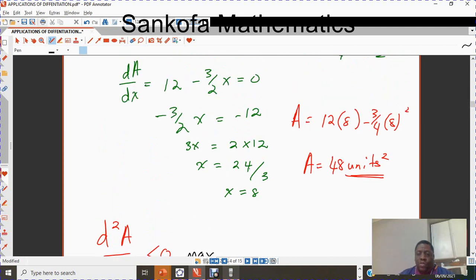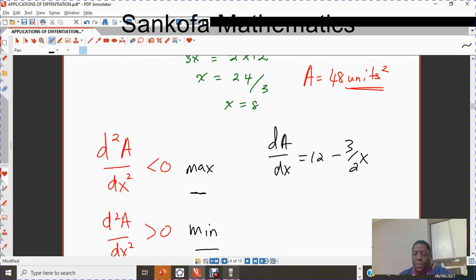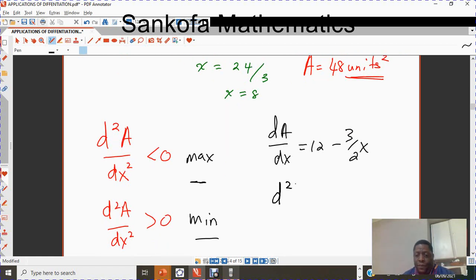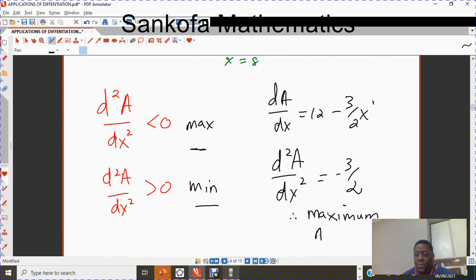So what we need to do is find the second derivative. We know the first derivative, dA/dx, is 12 minus 3/2 of x. We need to determine what our second derivative will be. The derivative of a constant is just 0, so the second derivative is negative 3/2, which is less than 0. So therefore, our area is a maximum value. Okay, so that is the part that we were supposed to determine.